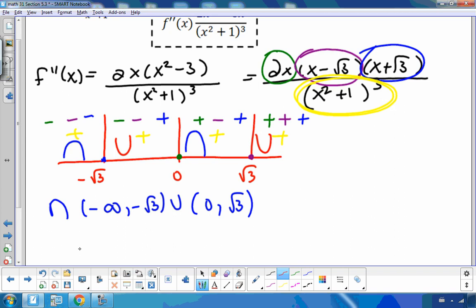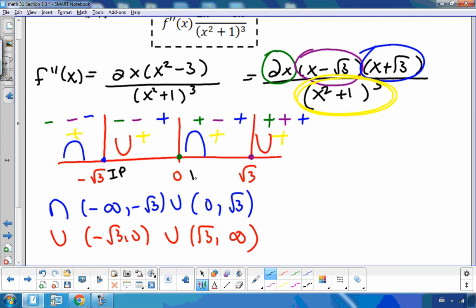It's concave up between negative root 3 and 0, or root 3 and positive infinity. Okay, so let's look for where it's changing concavity. Those are inflection points. So I have an inflection point here, an inflection point here, and an inflection point here. They're all inflection points. So I'm going to take my x values and substitute them into my original function to figure out the y values that go with that.